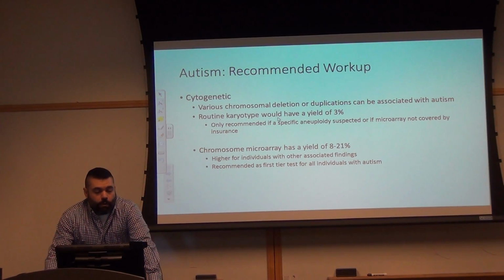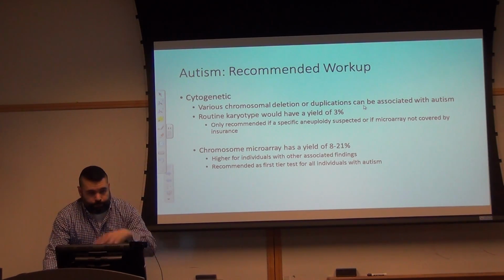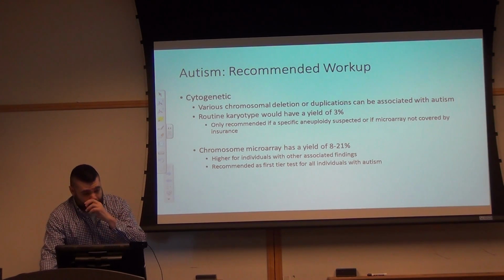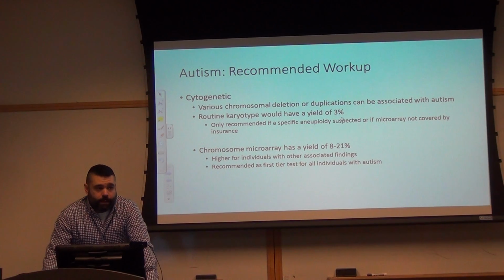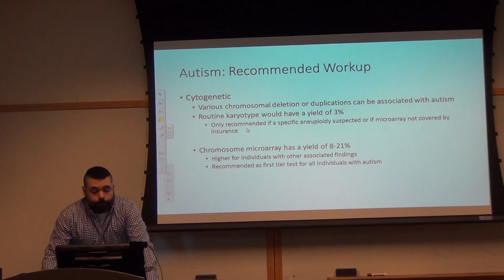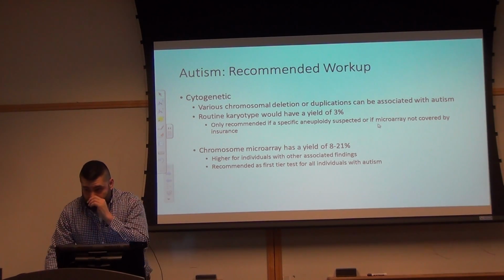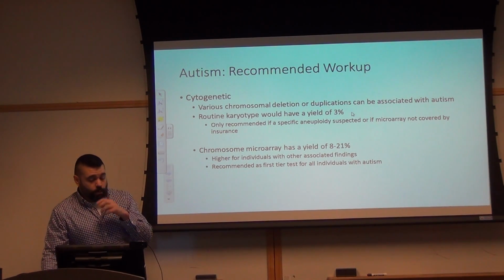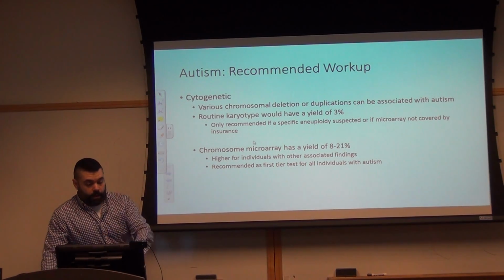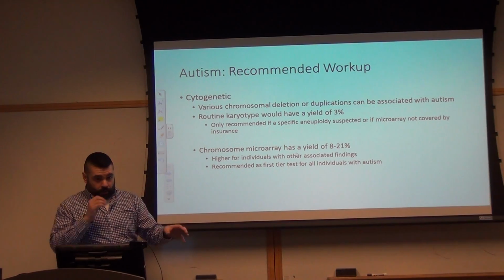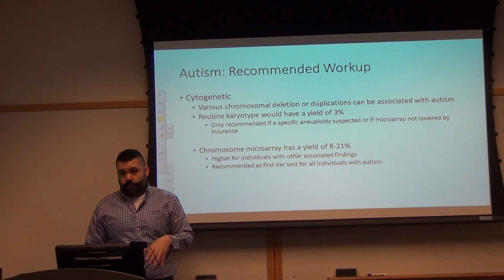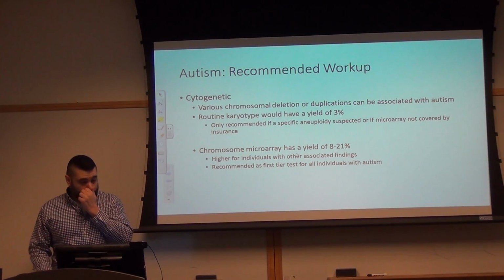Cytogenetic. So you look for chromosomal deletions or duplications, big hunks of DNA that are gone. And this has a yield of about 3%. So 3% of people with autism, you'll find something. So this is only recommended if microarray is not covered by insurance. You're going to want to do a microarray first, because the microarray yield is much, much higher. So if you run a microarray on someone with autism, 8 to 21% of the time you're going to find the cause of their autism.